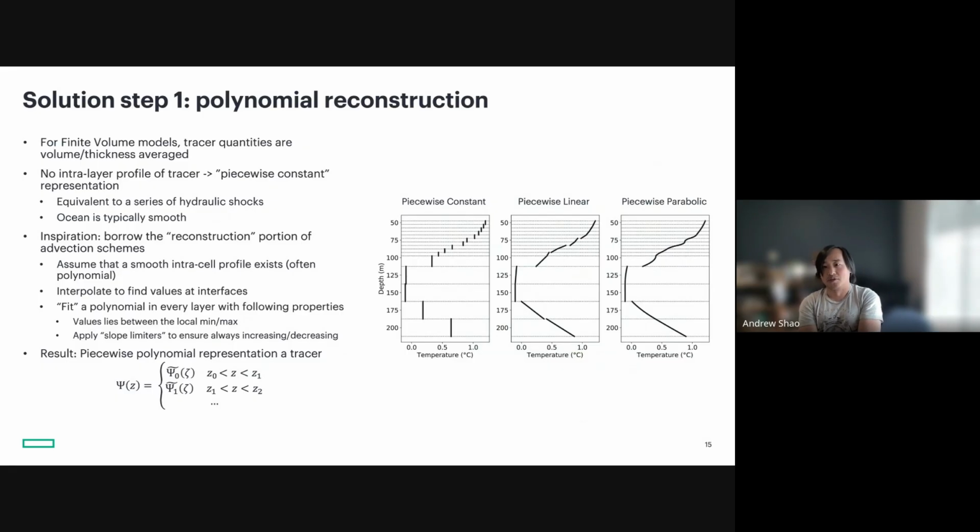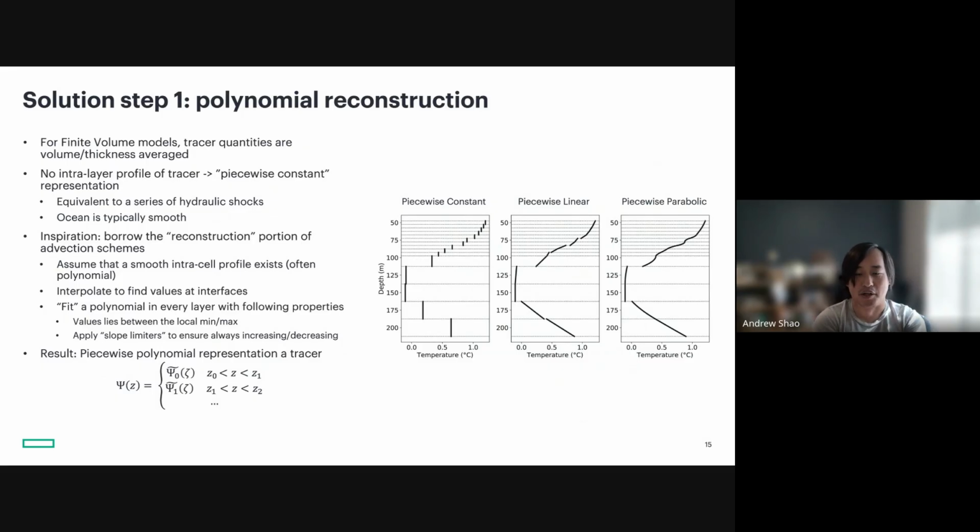The result of this reconstruction process is then a piecewise polynomial representation of a tracer profile. What I mean by this capital Z is a depth in the model itself. Between certain parts of the vertical column, we have different polynomial representations. For example, in the top layer, which might be bounded by the surface and something a little bit deeper, you're going to use one particular polynomial there.